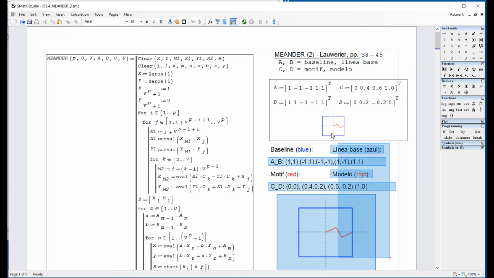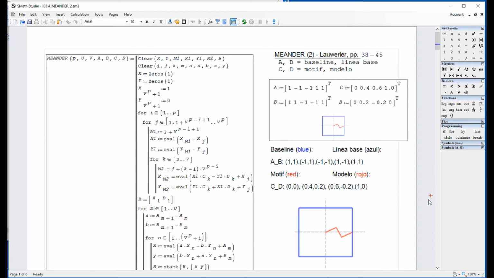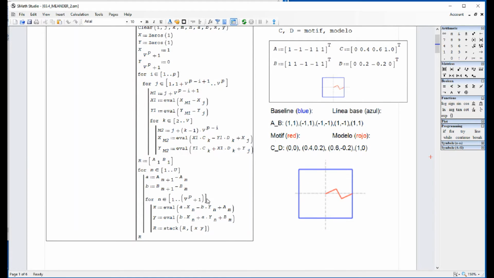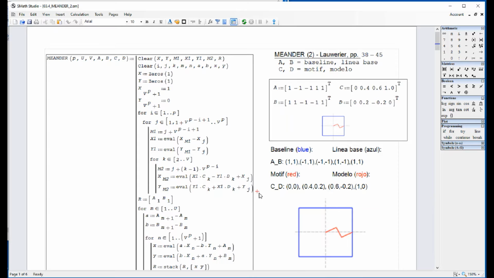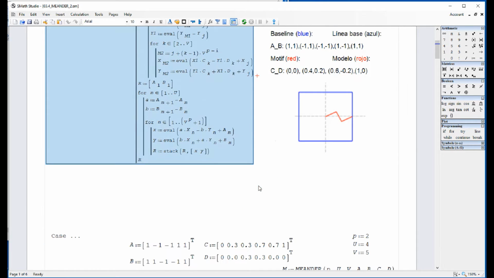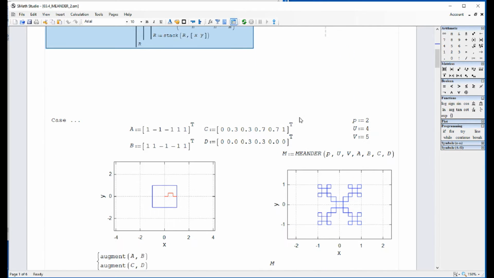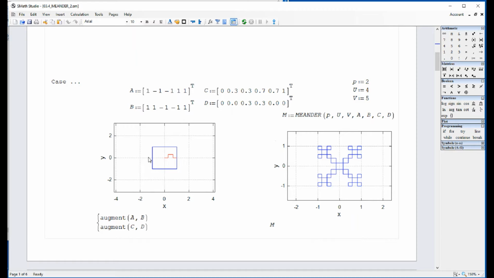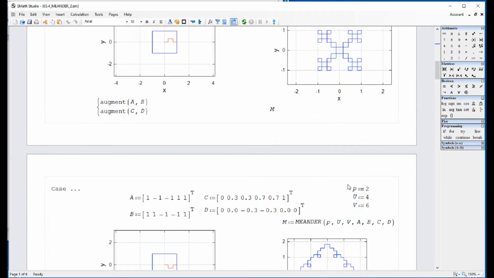The example presented here is the one that was presented in the previous video, just to illustrate the idea of the baseline and the motif. And this is the program that is used to generate these fractals. Now we're going to use a square as a baseline, and then we're going to have this square wave in the motif, and that produces this fractal.